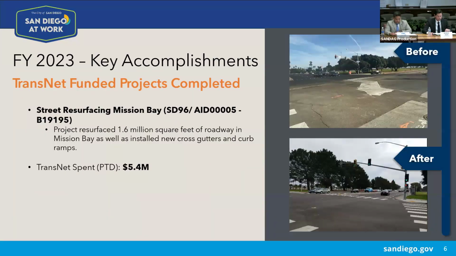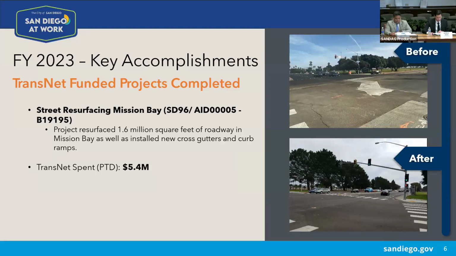Looking back at some of the key accomplishments in FY23, we have 3 examples here from a total of 29 TransNet funded projects that were completed during fiscal year FY23. The projects are sorted by total TransNet funded spent during the lifespan of the project. Street resurfacing Mission Bay, Project SD 96.